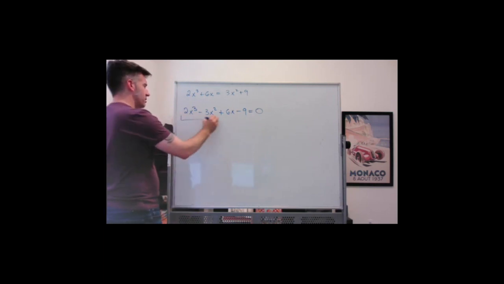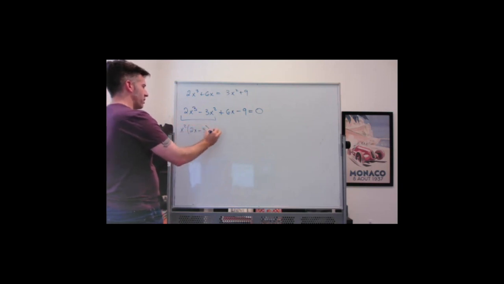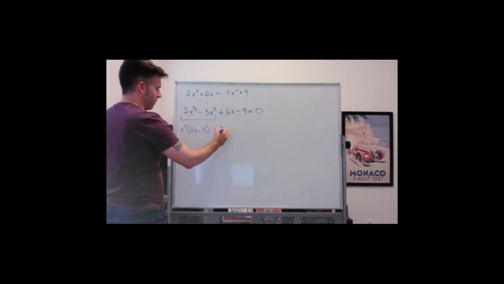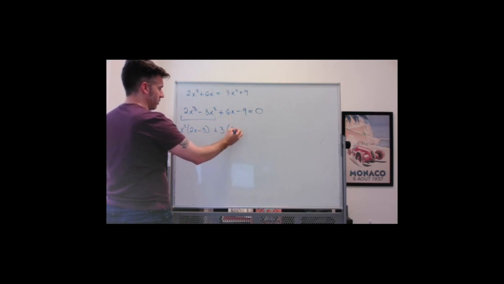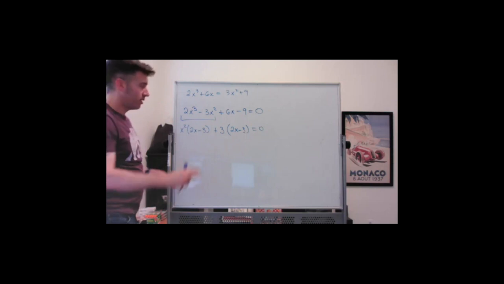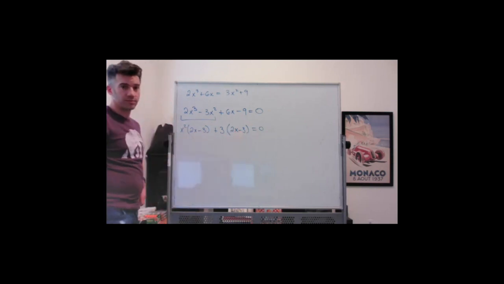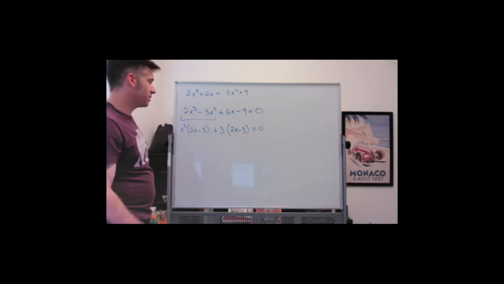From the first two terms, I'm going to factor out an x squared. I'm left with a 2x minus 3. From these last two, I'm going to factor out a positive 3. I'm left with a 2x minus 3. And then to be able to go any further, the leftovers here have to be the same as the leftovers here.